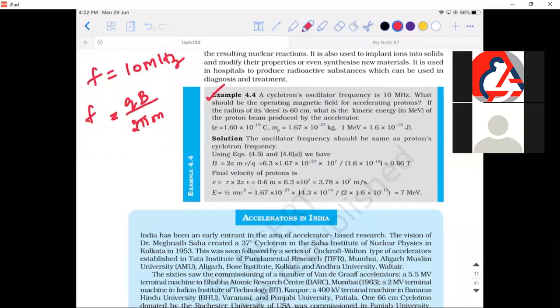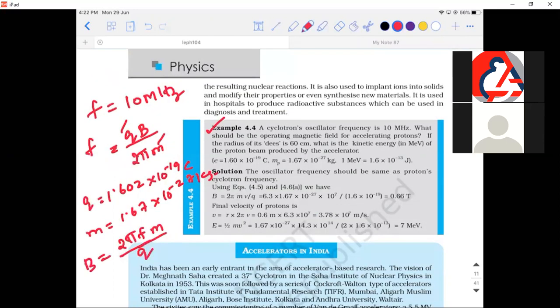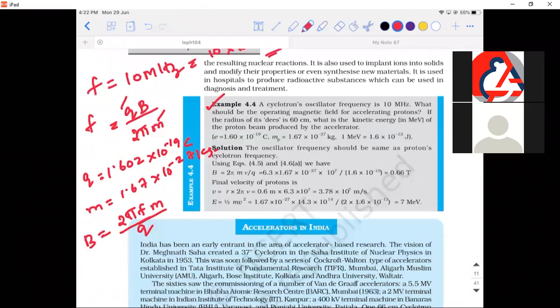You know the charge of a proton, which is the same as that of an electron, 10 power minus 19 coulomb. The mass of a proton is known. It is 1.67 into 10 power minus 27 kilogram. Then what else do you have? Q is known, m is known, only B is unknown. So B will be equal to 2 pi into f into m divided by Q. All the values are known, just substitute. 10 megahertz is nothing but 10 into 10 power 6 hertz. Please make a note of it.